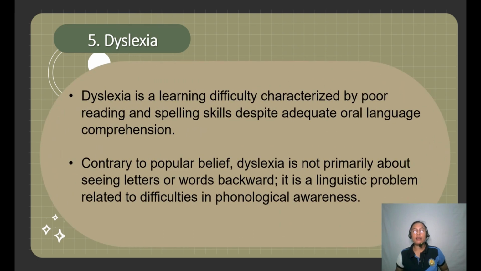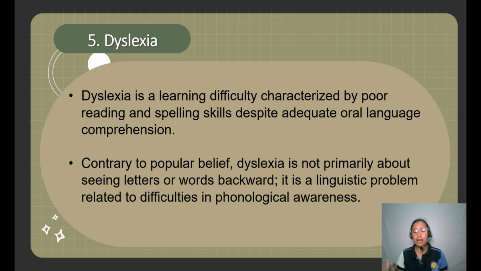Next, the factor affecting students learning how to read or how to spell is what we call dyslexia. So is dyslexia affecting students' reading? Dyslexia is a learning difficulty characterized by poor reading and spelling skills despite adequate oral language comprehension. Contrary to popular belief, dyslexia is not primarily about seeing letters or words backward. A child with dyslexia can see the letters in a word, but not in a backward pattern. Dyslexia is a linguistic problem related to difficulties in phonological awareness. So dyslexia happens if a child doesn't know the sound of the letter.